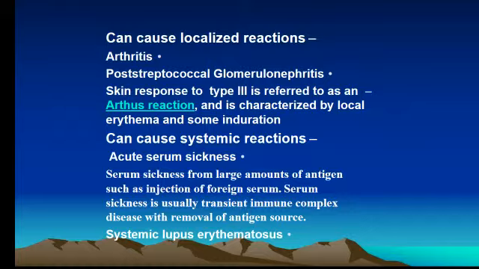Let's finish off with this, which can cause systemic reaction. The acute serum sickness results from a large amount of antigen, such as injection of foreign serum. Serum sickness is usually a transient immune complex disease with removal of the antigen source.